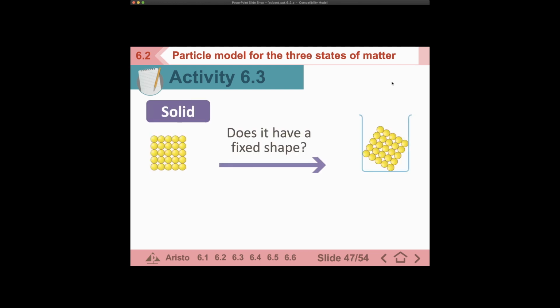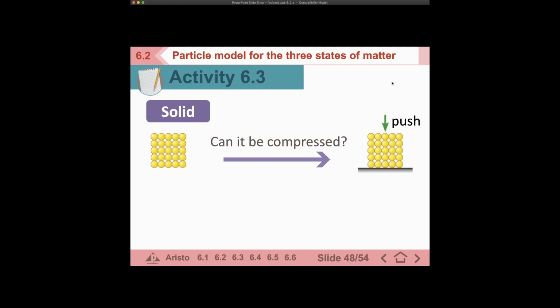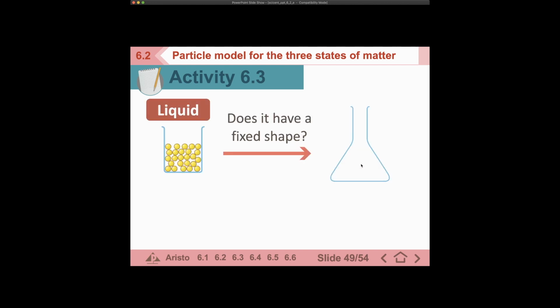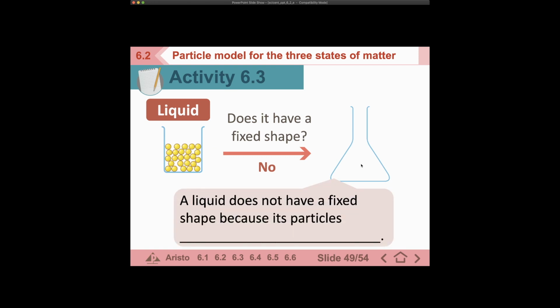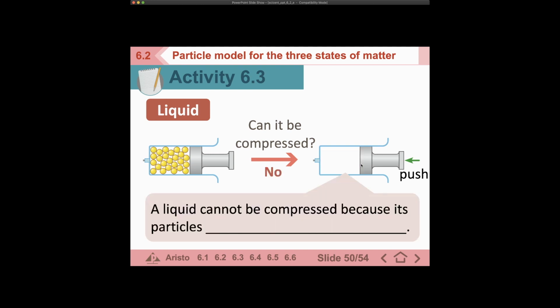First, let's look at this one, solid. Does it have a fixed shape? Yes, a solid has a fixed shape because its particles cannot move from one position to another. Can it be compressed? No, because the particles are close together already. So you cannot press it, you cannot change the space between the particles. Does it have a fixed shape for liquid? No, because the particles can move around each other. How about this one? Can it be compressed? No, because the particles are close together.